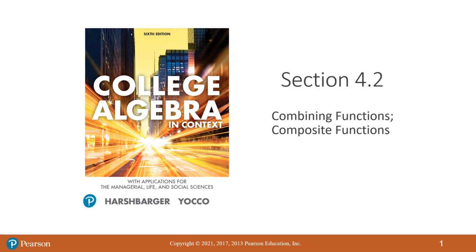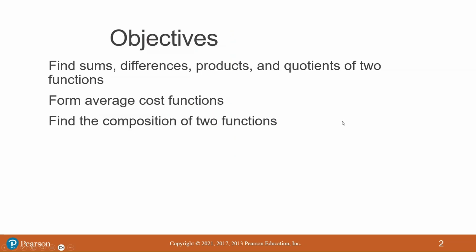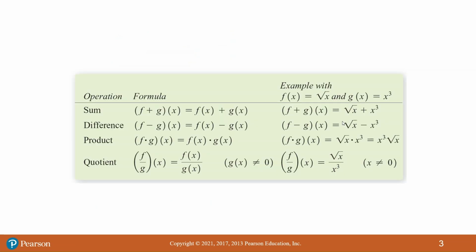Hello class, today we're going to go over section 4.2, combining functions and composite functions. Our objectives today are to find the sums, differences, products, and quotients of two functions, form average cost functions, and find the composition of two functions. We'll go over a couple of operations: sum, difference, product, and quotient.